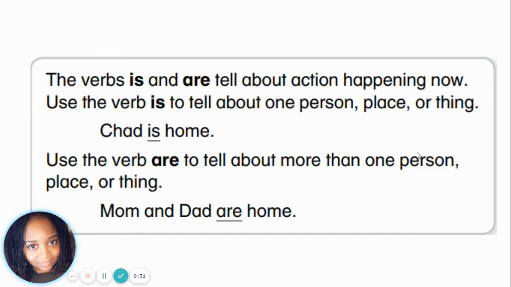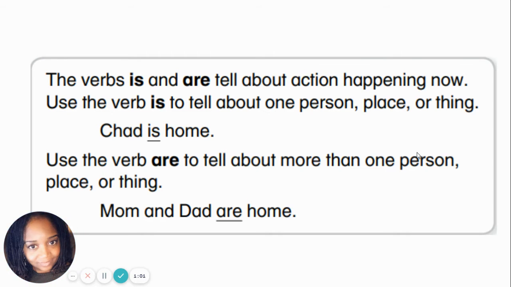So the verbs is and are tell about action happening now. So use the verb is to tell about one person, place, or thing. So we have an example here. Chad is home. So Chad is one person. So we use the word is as our verb. Chad is home.